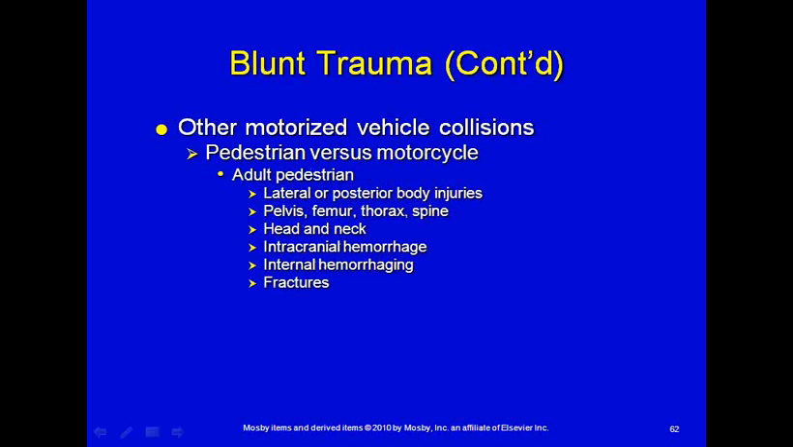The adult pedestrian typically will have lateral or posterior body injuries, and that's because when an adult sees a vehicle that's about to strike them, they'll turn to the side to try to run away. Children, on the other hand, will face the vehicle because they don't understand the danger. Kind of like a deer in the headlights. They just turn and face the vehicle and freeze up.